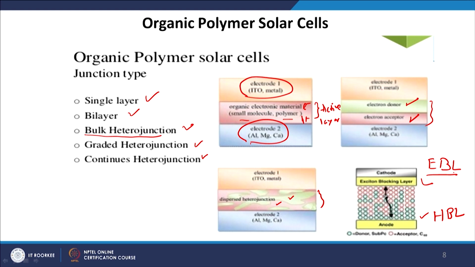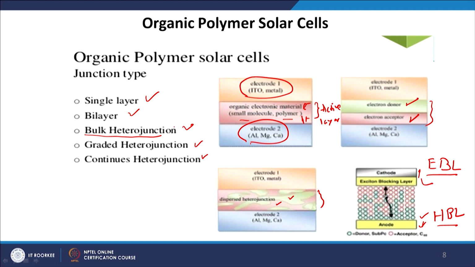For example, the electron blocking layer, or EBL, blocks electrons from flowing to this side but allows holes to flow to that side, while the hole blocking layer, or HBL, blocks holes from flowing to this side and allows electrons to flow to this side. So the role of the EBL and HBL is to preferentially allow one particular kind of charge carrier over the other, and that helps to increase our short circuit current. So these are the different classes of solar cells.